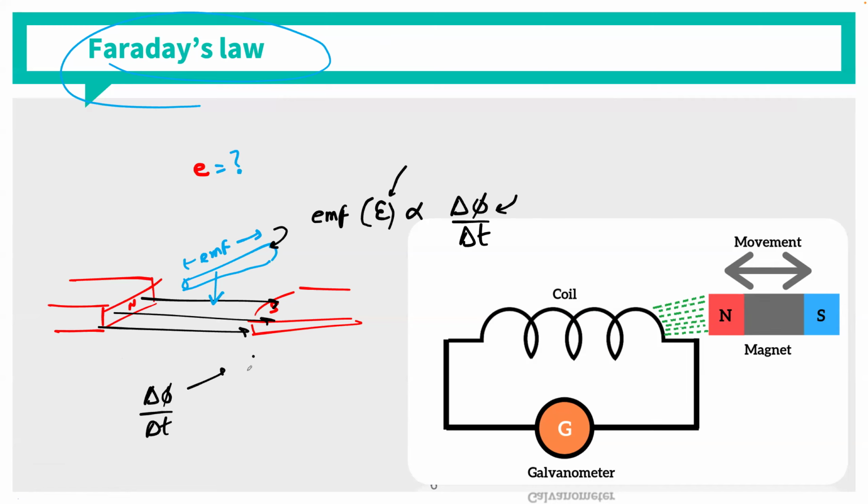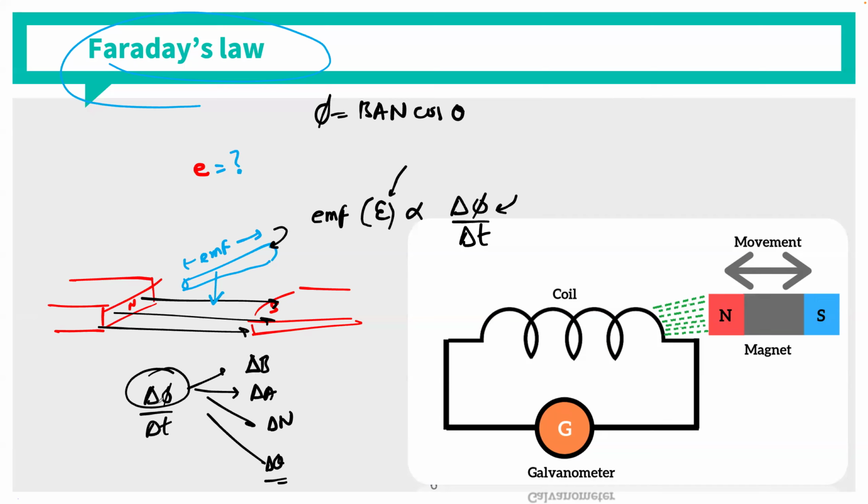Since flux is equal to BAN cos theta, if your B is changing, or area is changing, or number of turns is changing, or theta is changing, if any one or more than one of them is changing, there will be a change in flux. But at what rate they are changing will decide the EMF, not just whether they are changing or not. Yes, they must be changing, then only will flux change, then only will EMF be there. But on top of that, at what rate the flux changes decides the EMF.